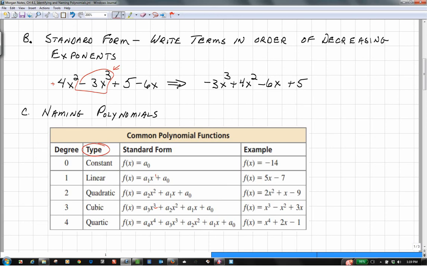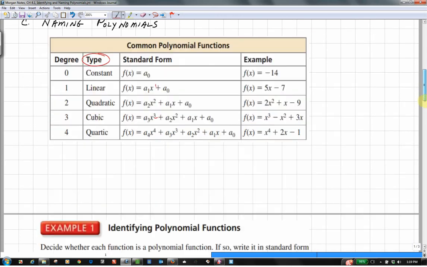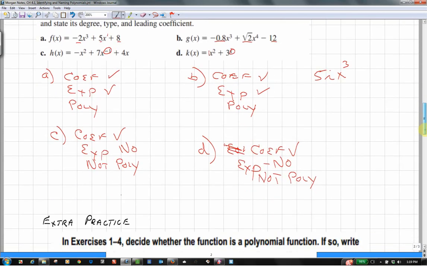So let's go ahead and go to the things that we just did. And it's going to say, if it is a polynomial, put it in standard form and state the type. So let's do that. So some of these are not polynomials.